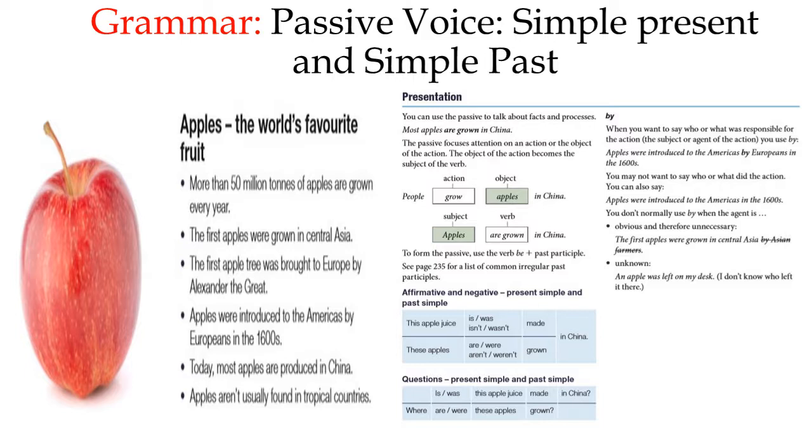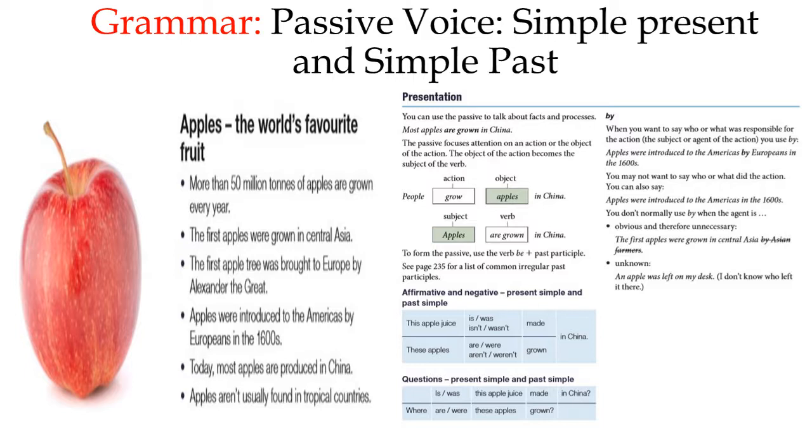You may not want to say who or what did the action. You can also say, apples were introduced to the Americans in the 60s. You can say also, apples were introduced to the Americans by Europeans. Sorry, the example we have there, I'm sorry: apples were introduced to the Americans in the 60s. So, and you stop. You don't normally use by when the agent is obvious and therefore unnecessary.